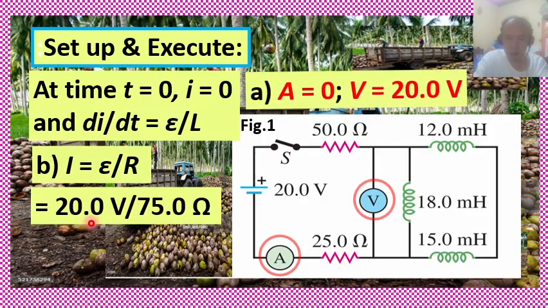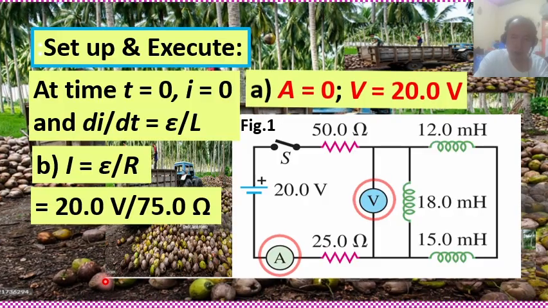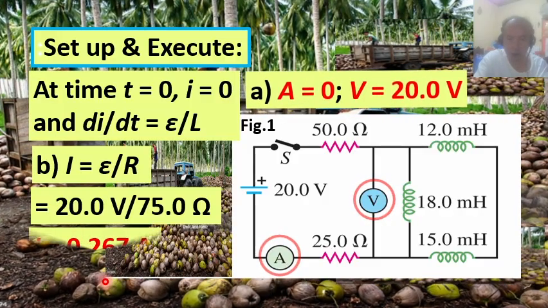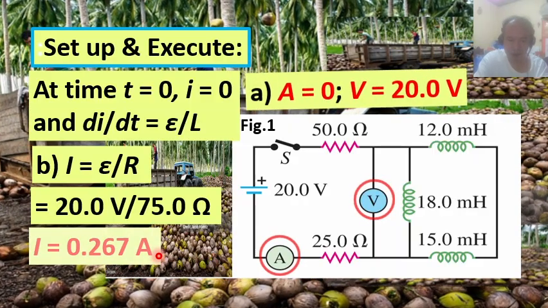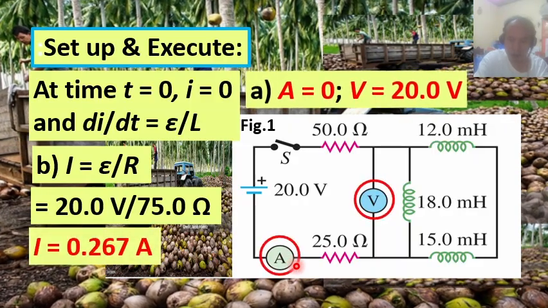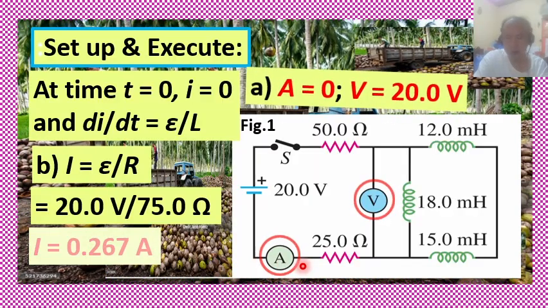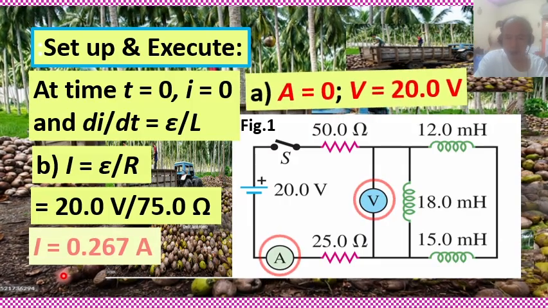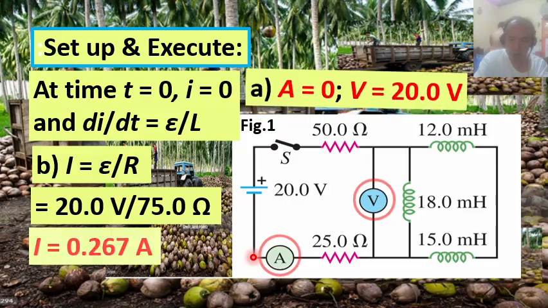So when you do our math, we obtain the maximum steady value of the current, capital I, equal to 0.267 amperes. And this is what the ammeter will now read. A steady current equal to 0.267 amperes.